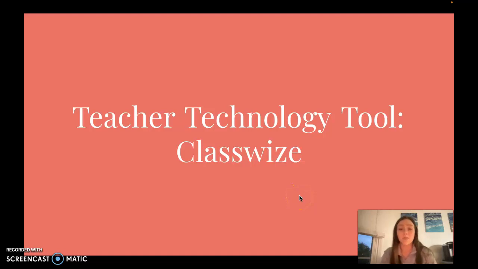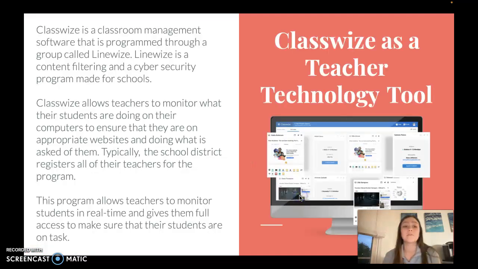ClassWise, this is a new one that I have learned about. ClassWise is classroom management software through a program called LineWise, which is a content filtering and cybersecurity program that is made for schools. This allows teachers to monitor what their students are doing on their computers at all times. We are in a technology-driven world, and most schools have their own laptops, typically Chromebooks, that are school district given. So ClassWise is done through school districts.